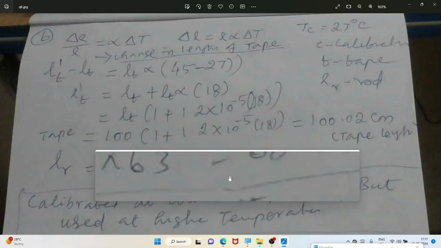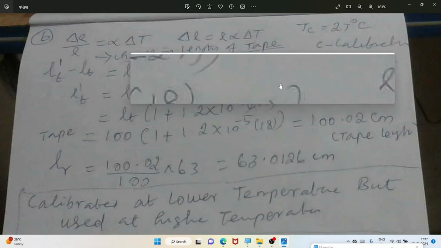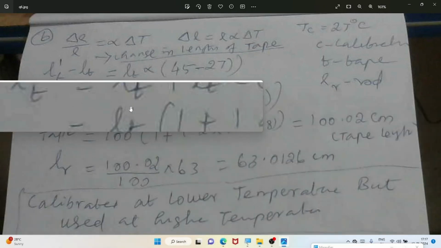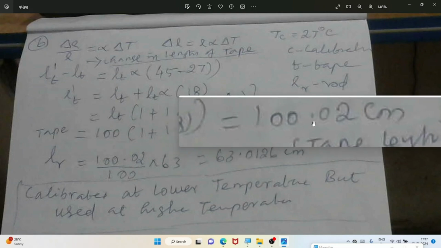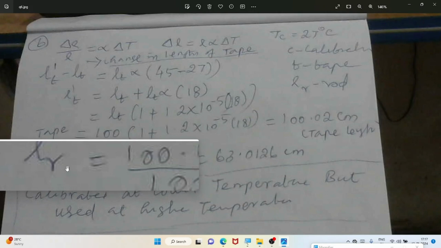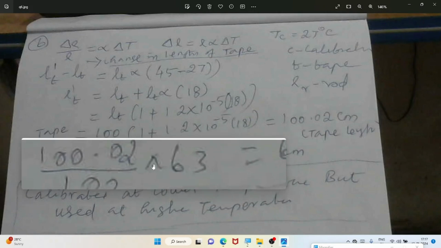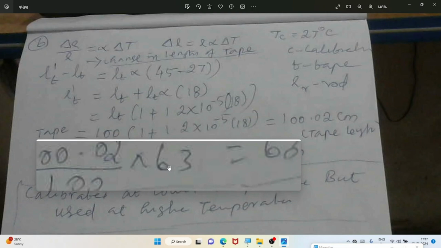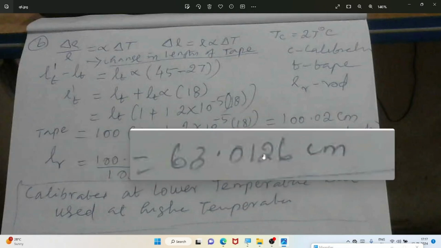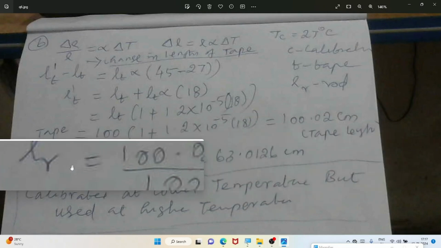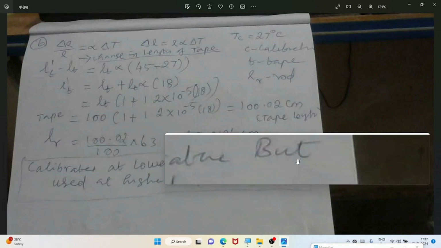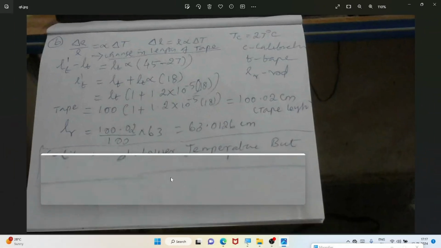It was calibrated at 27 and at 45 it will be slightly more, that is 0.02 centimeter more. Earlier it was 1 meter, that is 100 centimeters. Now using that value, find the rod length. It was measured as 63 and calibrated at 27 degrees. Now you measure, so this will be the new actual length of that rod, calibrated at the lower temperature and used at the higher temperature. That is why this difference is there.